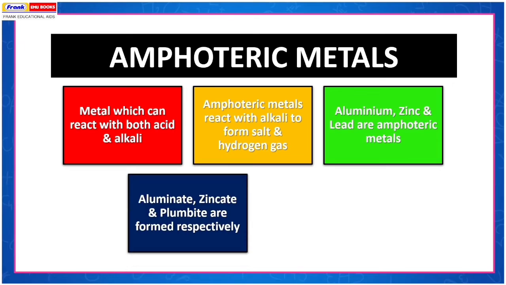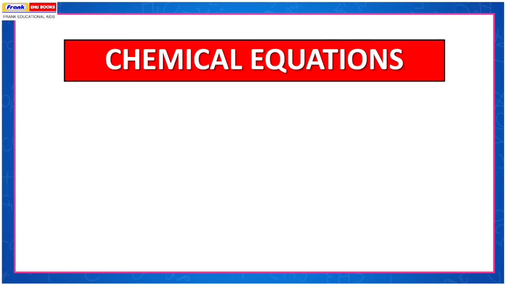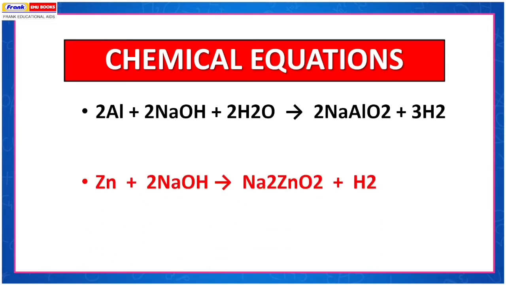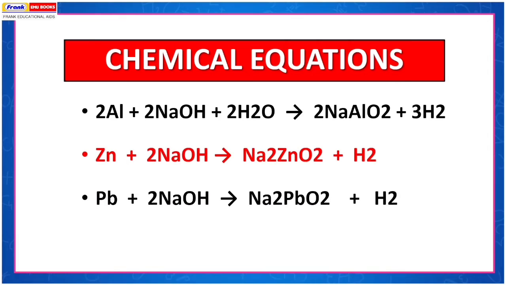Aluminate AlO2 minus, zincate ZnO2 2 minus, and plumbite PbO2 2 minus are formed respectively. Chemical equations involved here are 2Al plus 2NaOH plus 2H2O gives 2NaAlO2 plus 3H2. Zn plus 2NaOH gives Na2ZnO2 plus H2. Pb plus 2NaOH gives Na2PbO2 plus H2.